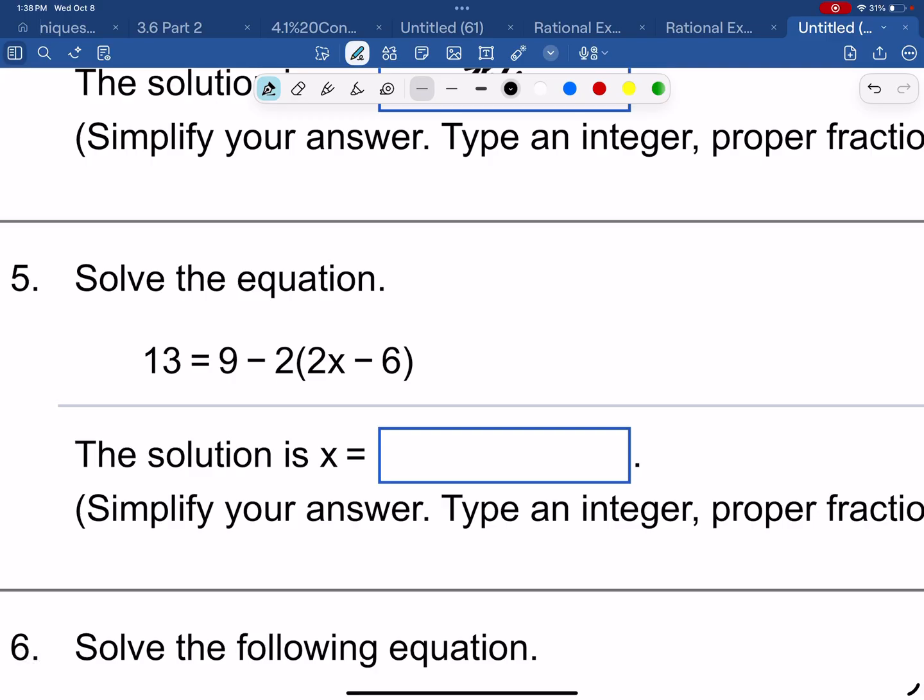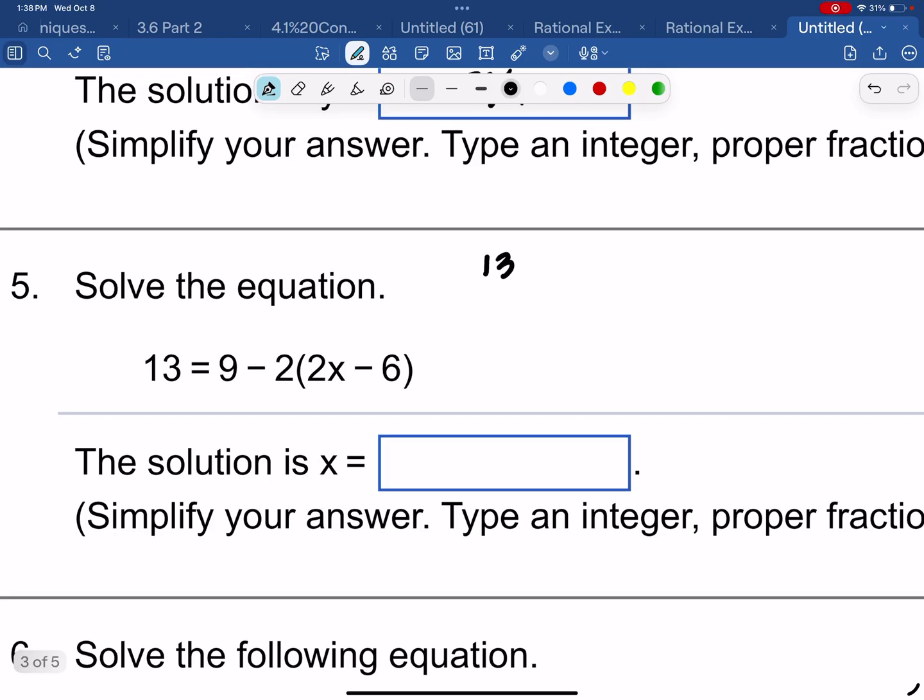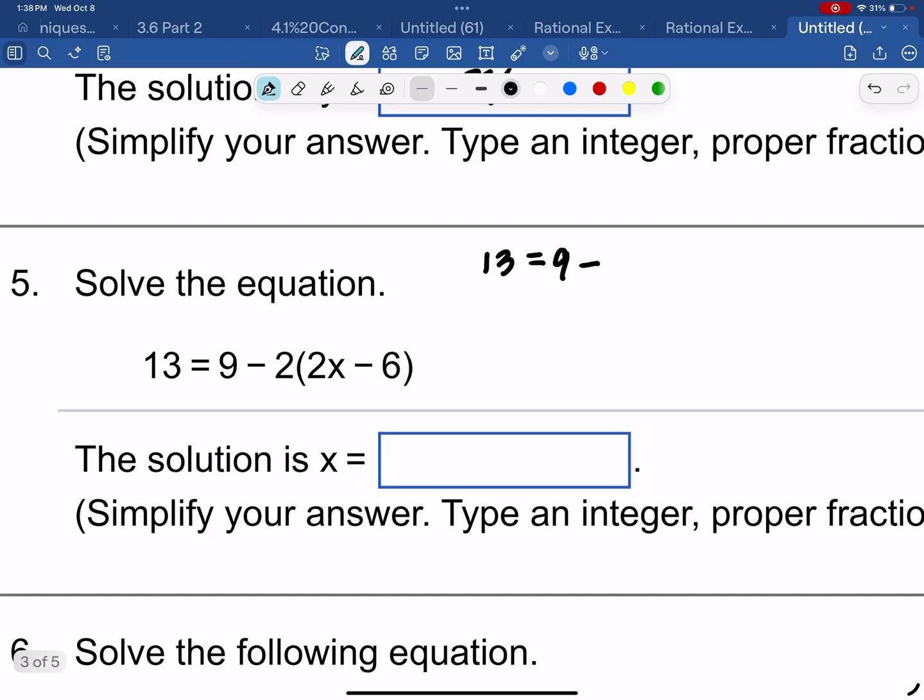Example 5. 13 equals 9, subtract 2 parentheses 2x minus 6. So once again, don't be tempted to do the 9 minus 2. You have to do your multiplication first. So parentheses first, just like order of operations says. So that's minus 4x, it's negative 2 times 2x, and then a negative 2 times a negative 6 is a plus 12. So simplify each side.